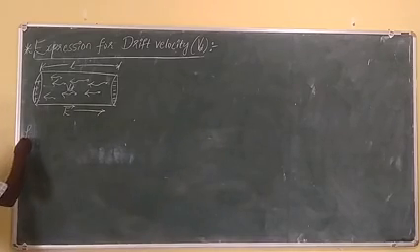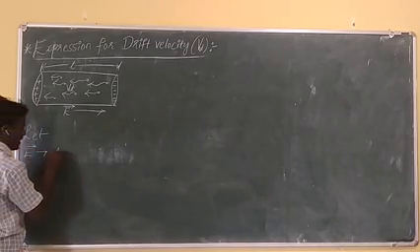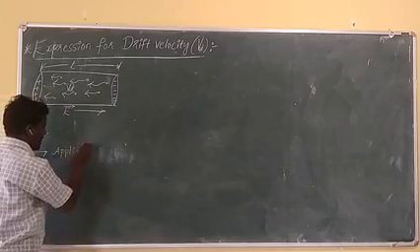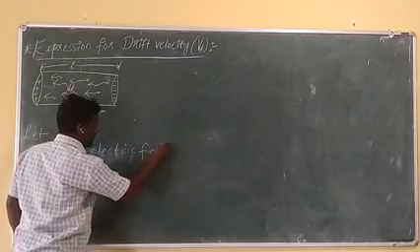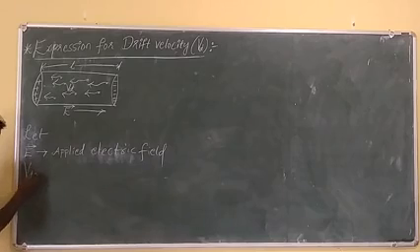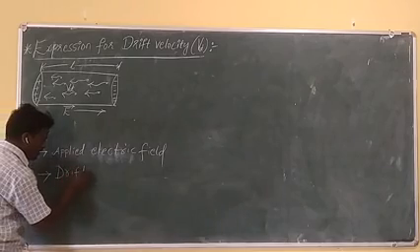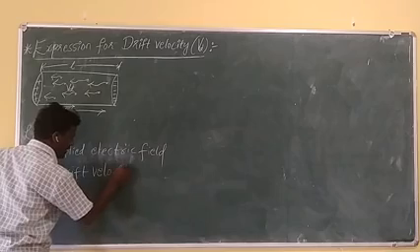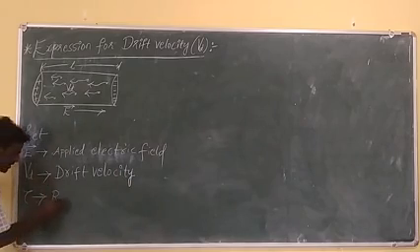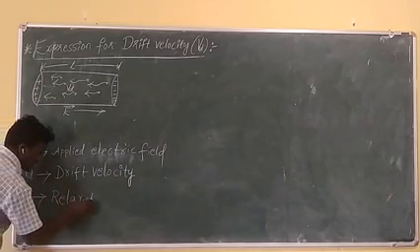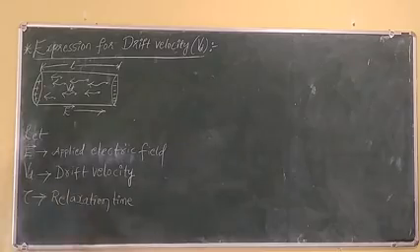Here let E be the applied electric field. What is E here? E be the applied electric field, and VD be the drift velocity, and tau is the relaxation time. Tau is the relaxation time, right?